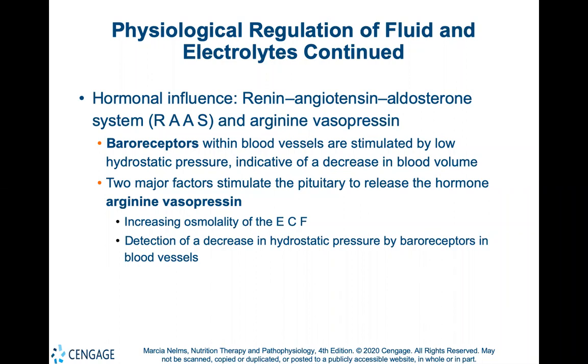Two major factors stimulate the pituitary to release the hormone antidiuretic hormone, vasopressin. The first and most important factor is an increase in osmolality of the extracellular fluid. Vasopressin stimulates the resorption of fluid in the tubules of the kidney, which increases blood volume and lowers osmolality.